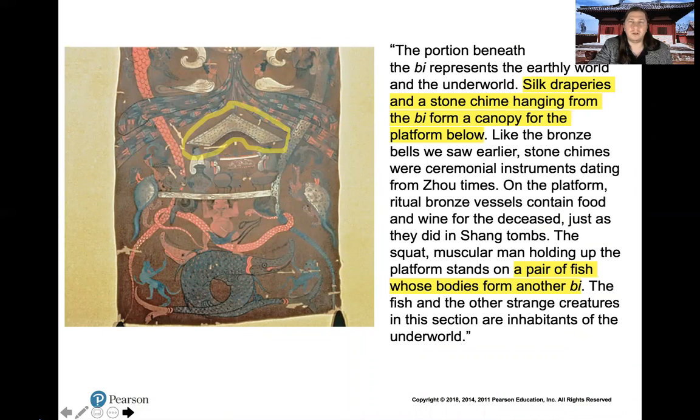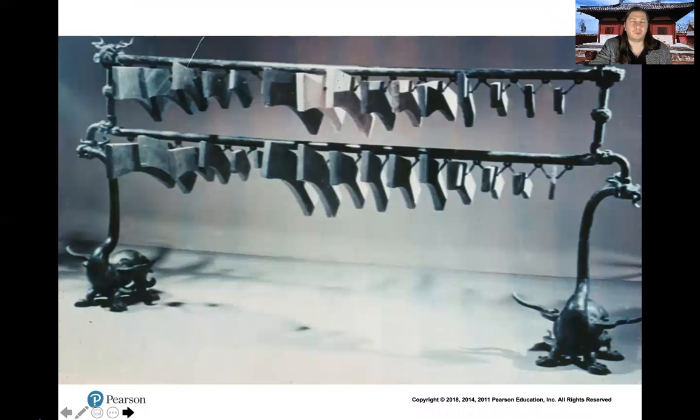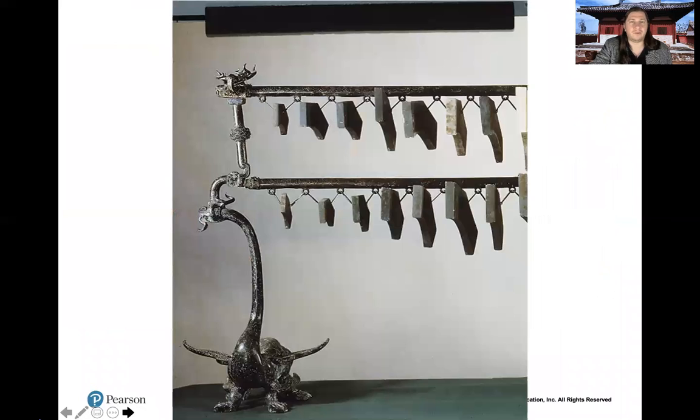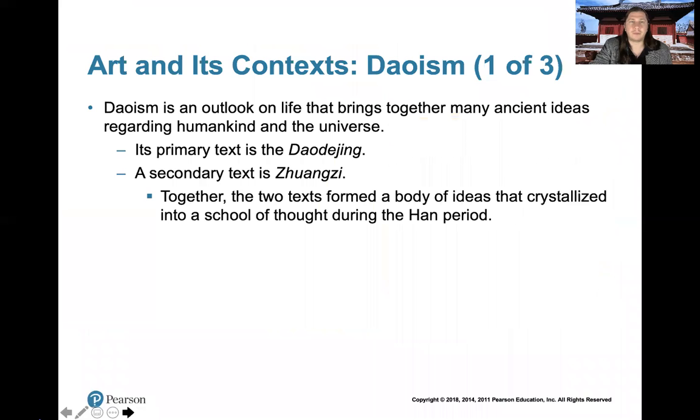And then there's silk basically hanging down from the bi with a stone chime, just like we saw in the lithophone there. And then there's a pair of fish below that in the underworld realm, whose bodies form another bi. There's ritual bronzes here that would contain food and wine for the deceased, kind of appropriate to the underworld. But yeah, you can see that stone chime, just like we saw in the lithophone there.